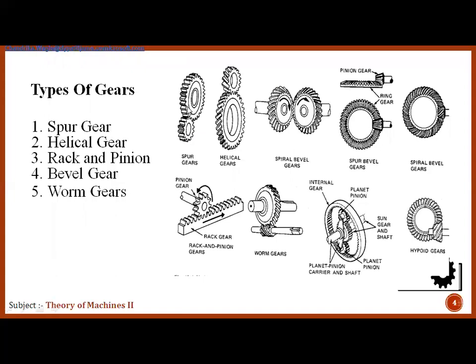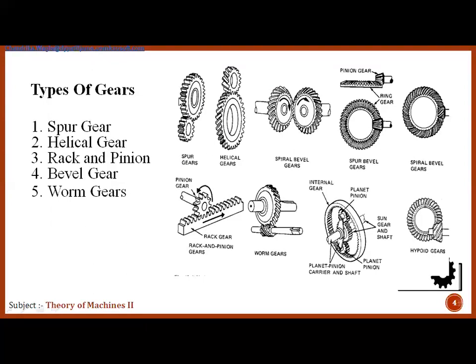See, this is the axis of this particular gear, and these are the teeth of that gear. If we compare the axis of the gear and the axis of the teeth, both are parallel to each other. So this is the spur gear. Are you getting me? Then the second one is the helical gear.